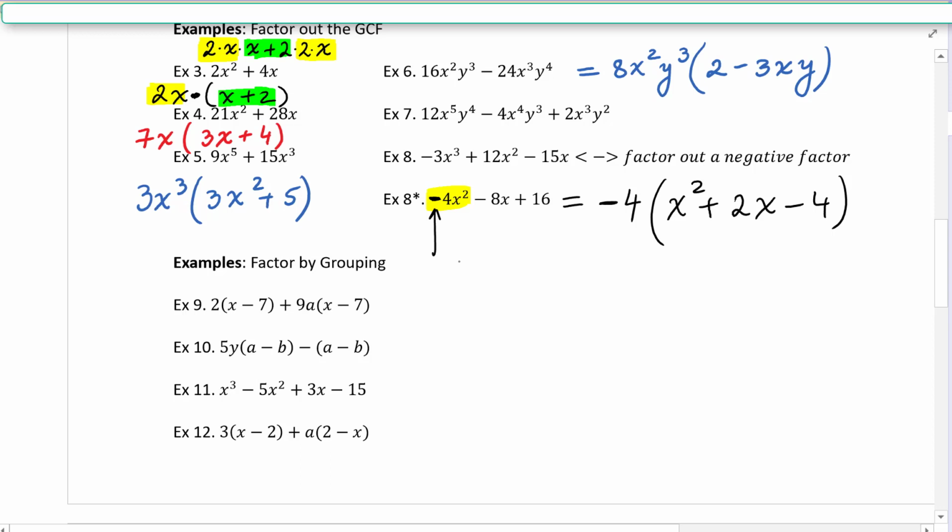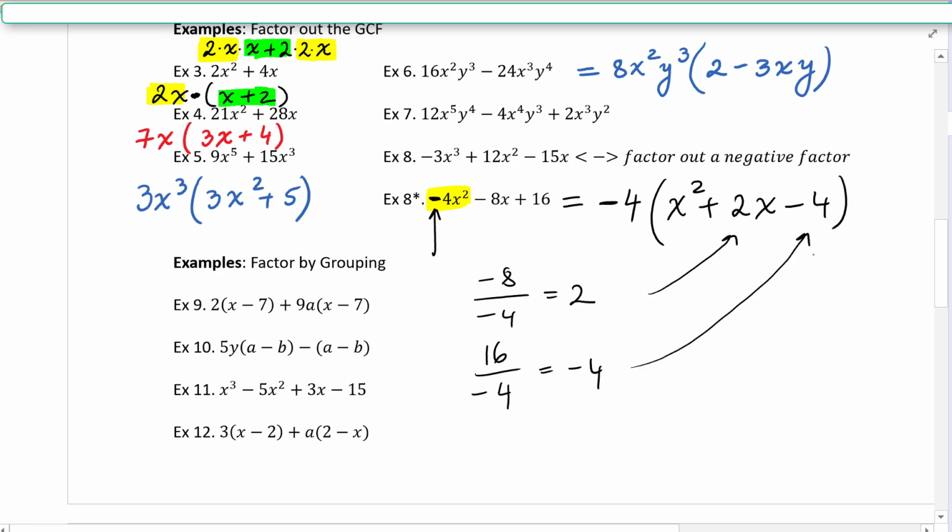-8 divided by -4 is 2. So that's why we have +2. Positive 16 divided by -4 is -4. So that's how we got that. And we factored the greatest common factor.